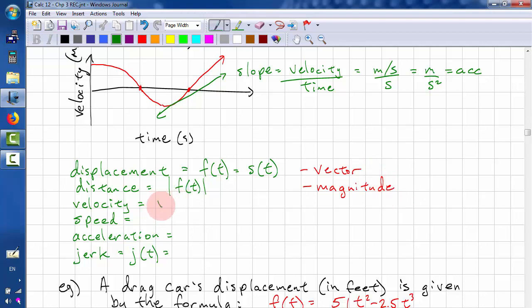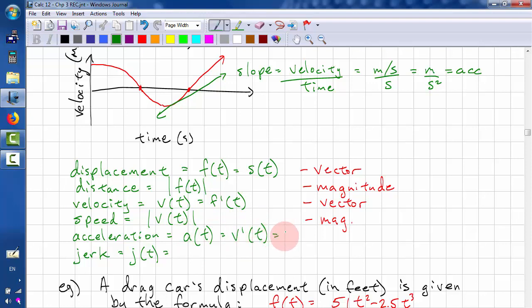Velocity, we can say it's v of t, or we can say it's the derivative of f of t. Again, this will be a vector. Speed is the absolute value of the velocity. And again, this is magnitude. Acceleration, we use a of t as the function, or we can use v prime, or we can use f double prime. And again, we can use s here as well.